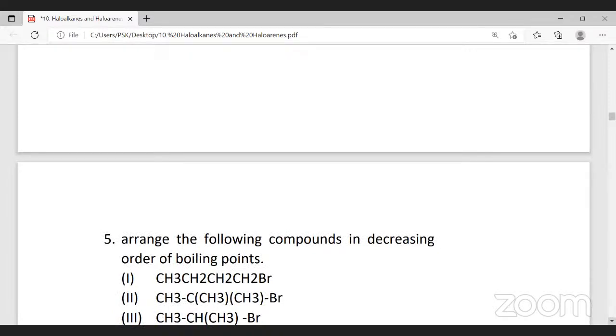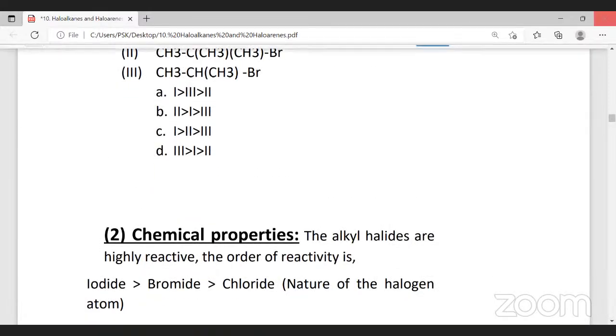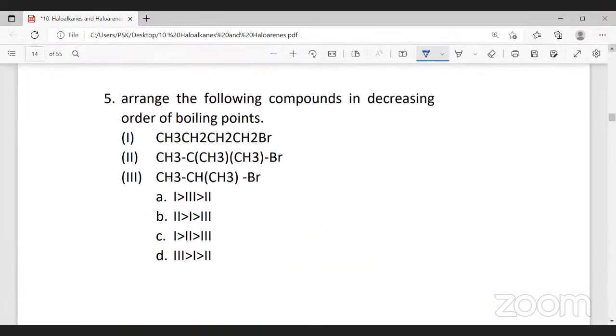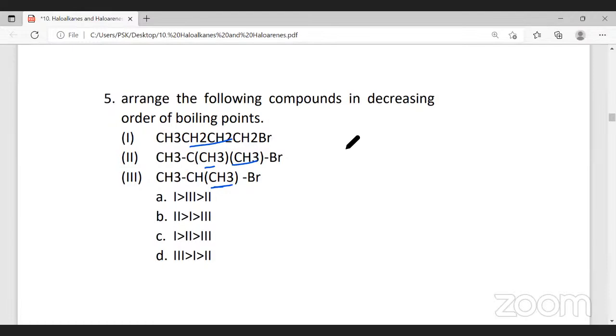Arrange the following compounds in the decreasing order of their boiling point. As the branching increases, the boiling point has to decrease. For this, there is no branch, here you can see 2 branches, and here it is 1 branch. They're asking you to arrange in the decreasing order, which should be highest to lowest. So the option is: this one is greater than 3, and it will be greater than 2.